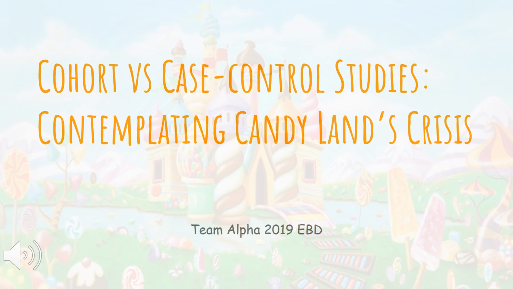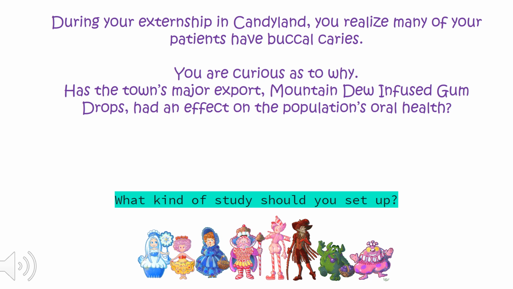Cohort versus case control studies, contemplating Candyland's crisis. During your externship in Candyland, you realized many of your patients have buccal caries. You were curious as to why. Has the town's major export, Mountain Dew infused gumdrops, had an effect on the population's oral health? What kind of studies should you set up?